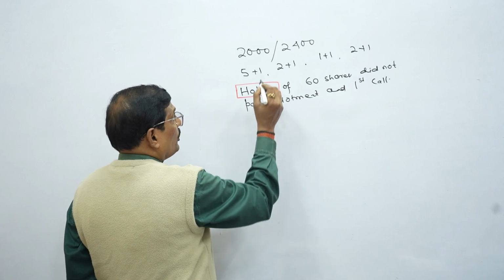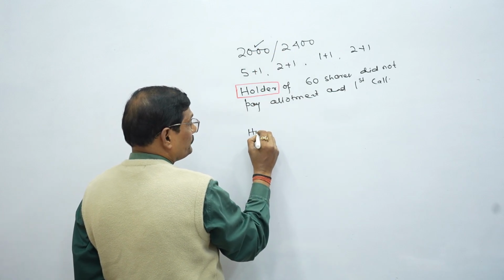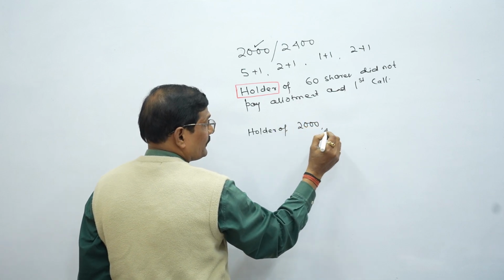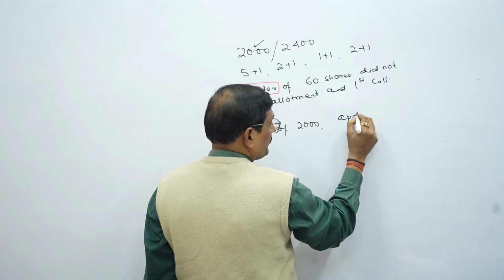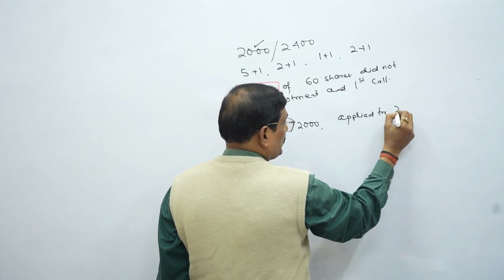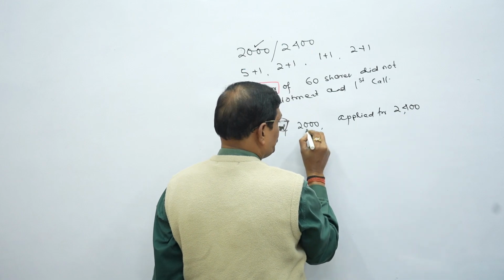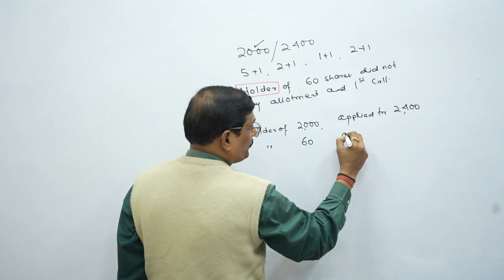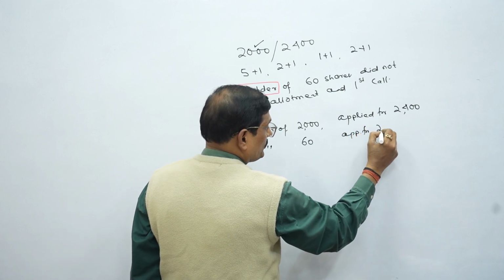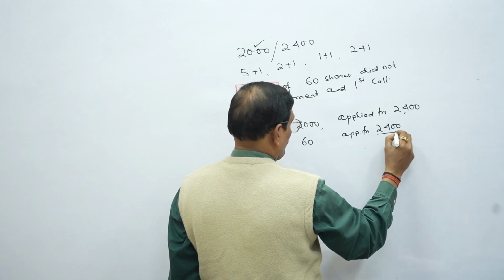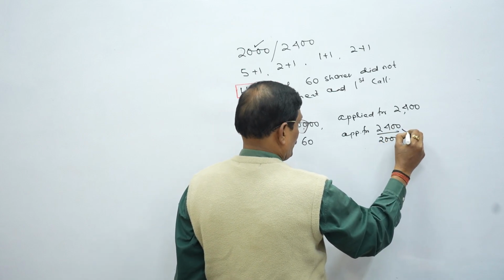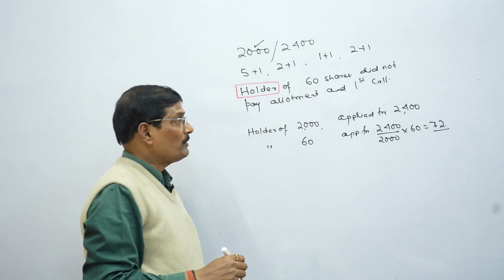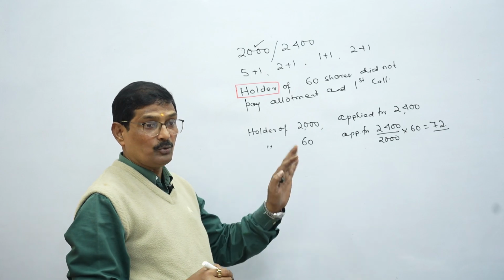Now, the holder of 2,000 shares applied for 2,400 shares. So the holder of 60 shares must have applied for 2,400 by 2,000 into 60, it will be 72 shares. So we must have received application money on 72 shares.